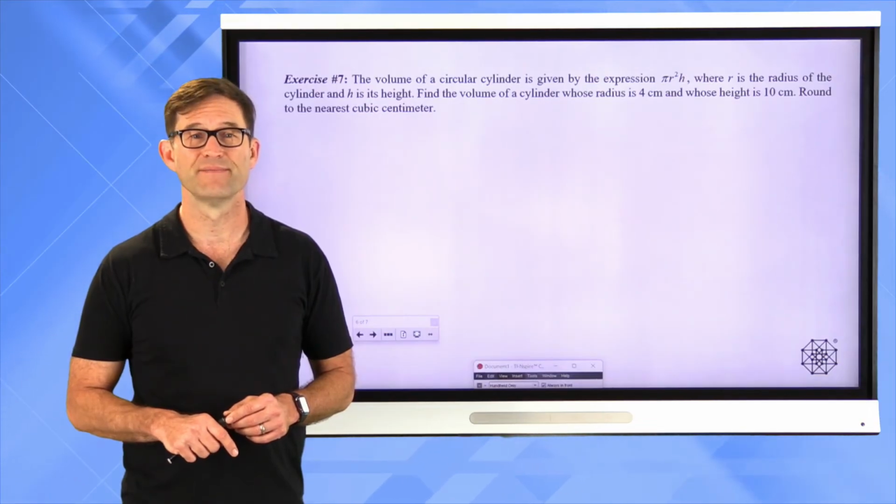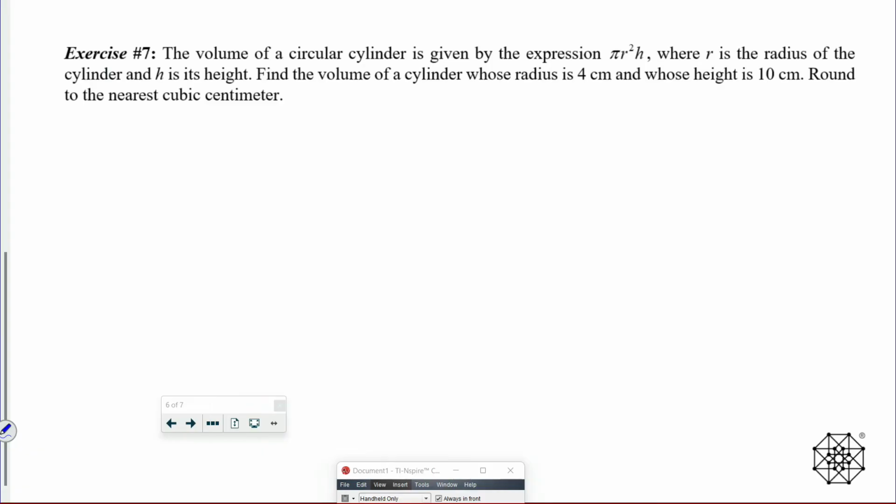Exercise number 7. The volume of a circular cylinder is given by the expression pi r squared h, where r is the radius of the cylinder and h is its height. Find the volume of a cylinder whose radius is 4 centimeters and whose height is 10 centimeters. Round to the nearest cubic centimeter.